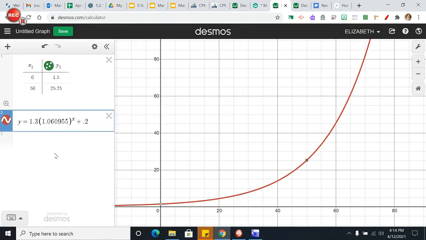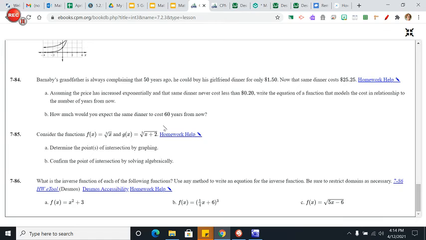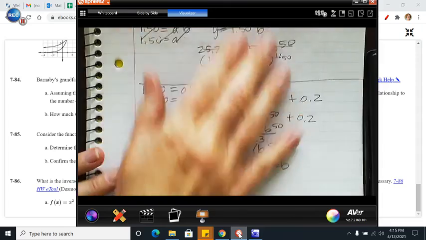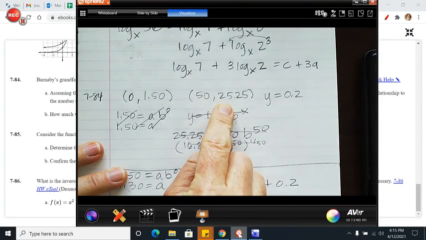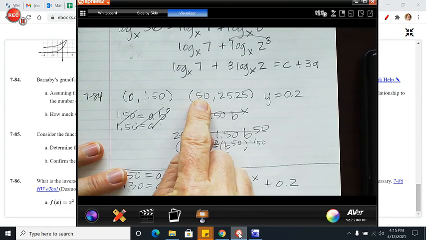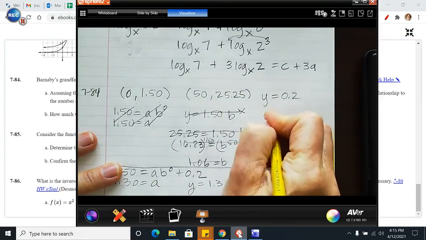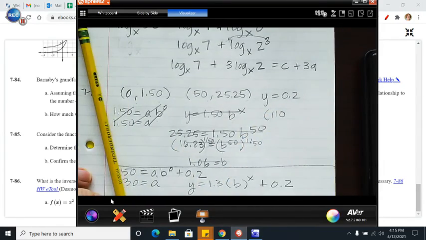And I think it had a follow-up question. How much would you expect for the same dinner to cost 60 years from now? Okay, so that was, I had written that as 50. I had said 50 years later, it's 25.25. So 60 years from now would be 110. And I'm trying to figure that out, so I'm just going to use my equation.